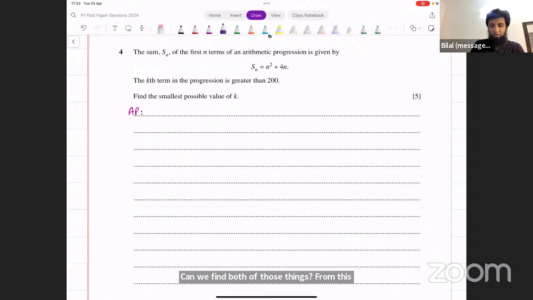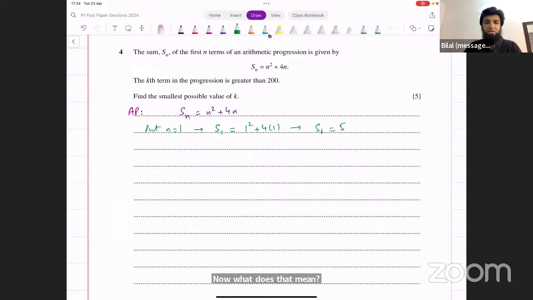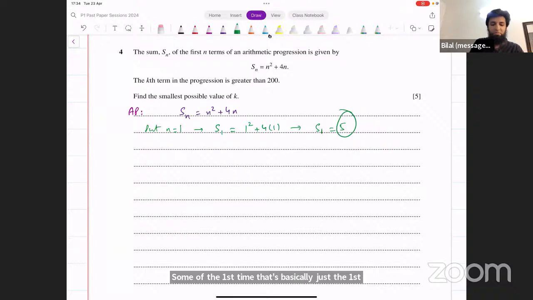We can do that. We can say since Sn is equal to n squared plus 4n, let's input n equals 1 in this. What does that give us? S1 equals 1 squared plus 4 into 1, and that simplifies to S1 equals 5. Sum of the first term, that is 5. Now, what does that mean? Sum of the first term, that's basically just the first term. This is going to be the first term, okay?